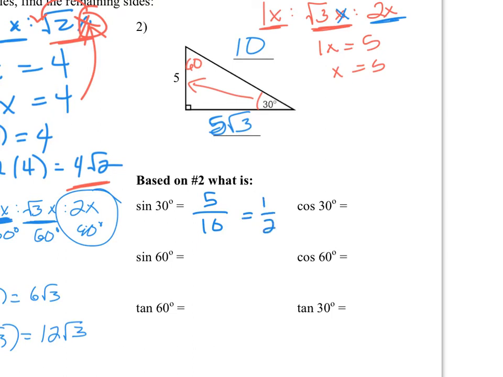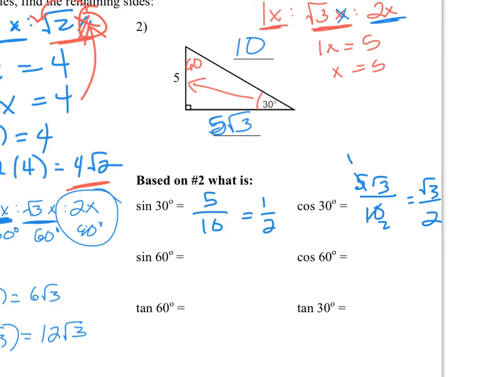Okay, what is the cosine of 30? Same basic idea, but it's adjacent. Adjacent is 5 radical 3, hypotenuse is 10. We reduce this, radical 3 over 2. So no matter what you do, the cosine of 30 will always be radical 3 over 2. That's what we call an exact value.